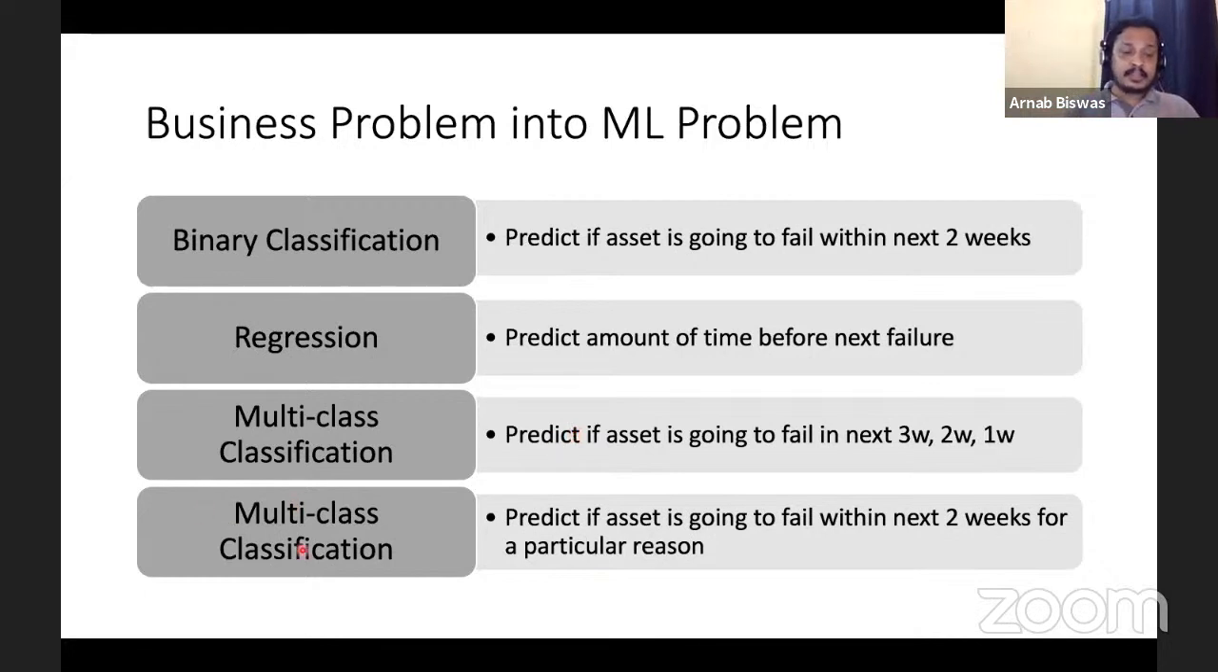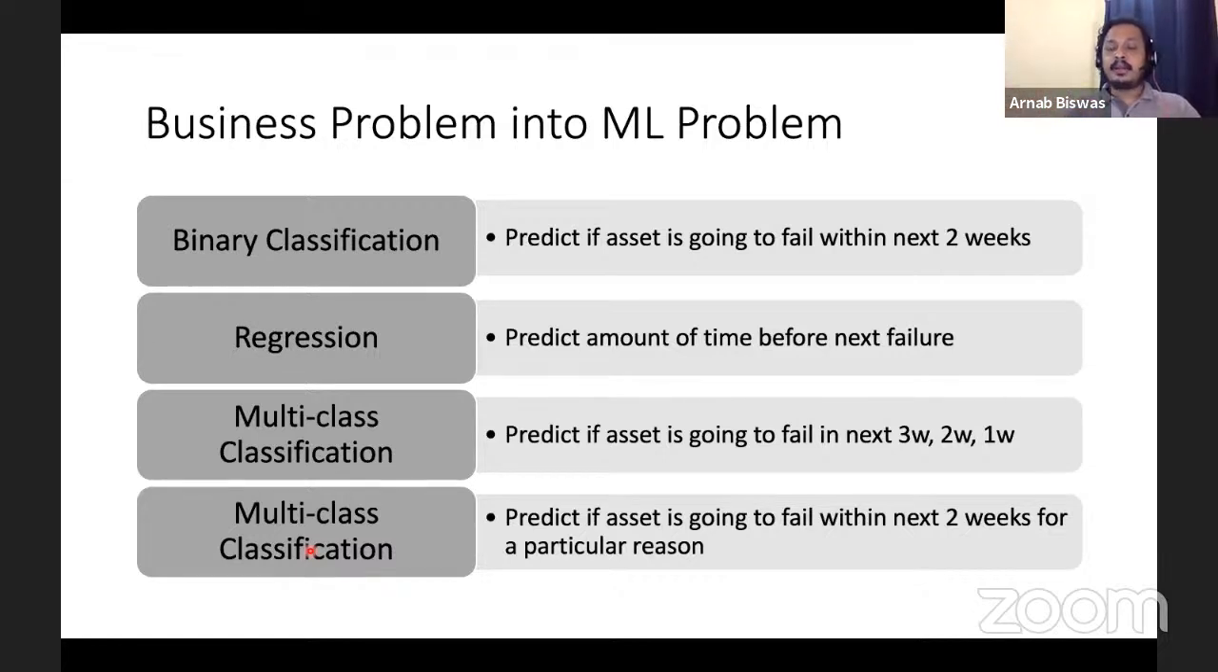The last way which I'd like to mention, that's probably the most popular way, because here we are combining both: the time to failure and the reason for failure. So here the problem statement is something like this. Predict if an asset is going to fail within the next 2 weeks for a compressor issue. The time to fail remains constant, but the reason for failure changes.